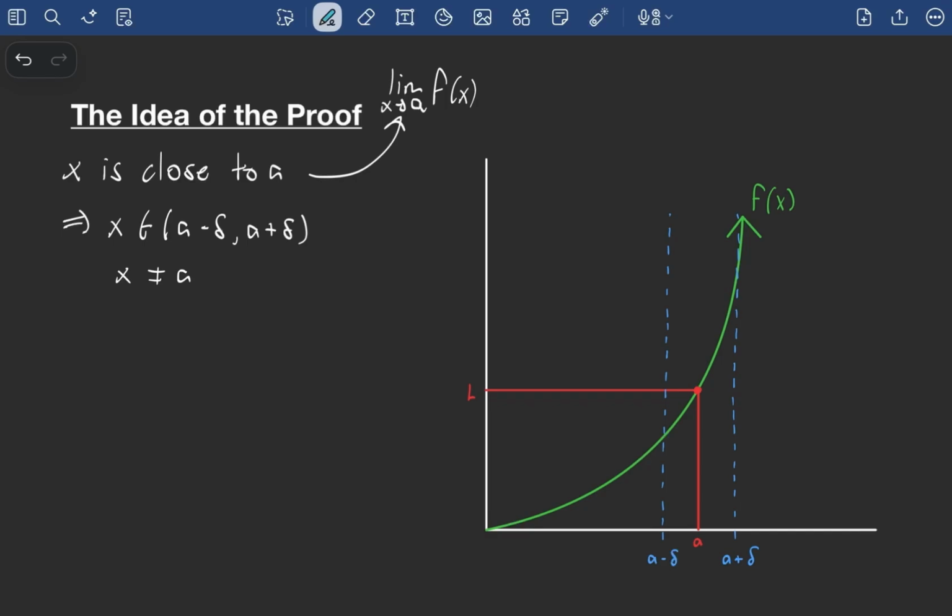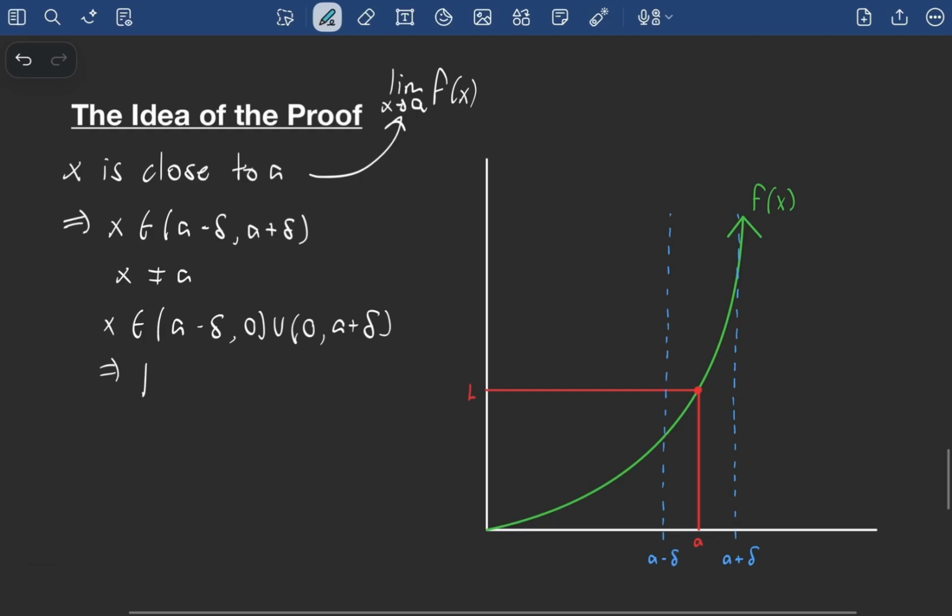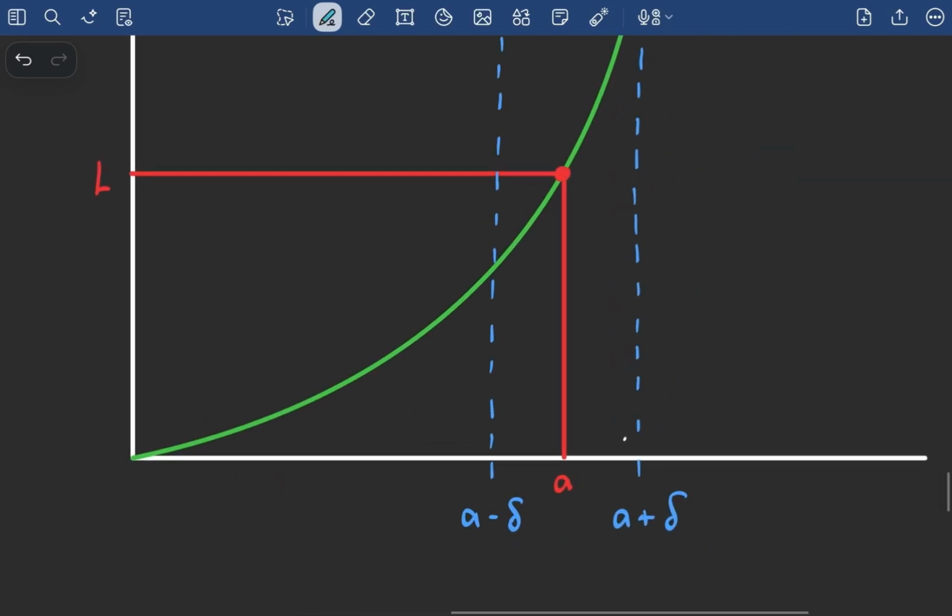So what we do end up having is that x is between a minus delta union with a minus delta to 0 union with 0 to a plus delta. Or basically, the absolute value of x minus a is less than delta. That's just saying that the difference between x and a is no more than delta. And so we have that x is somewhere in this range between these two lines.